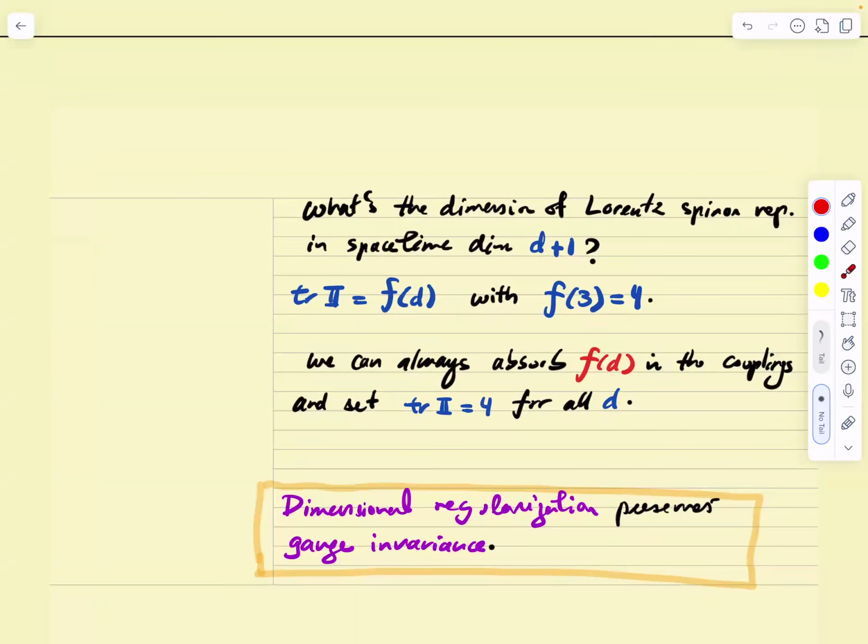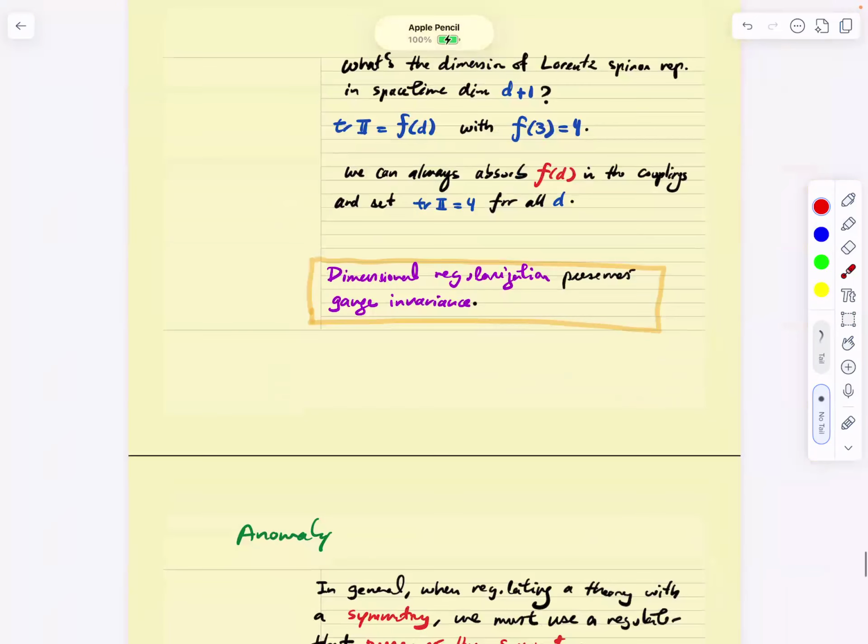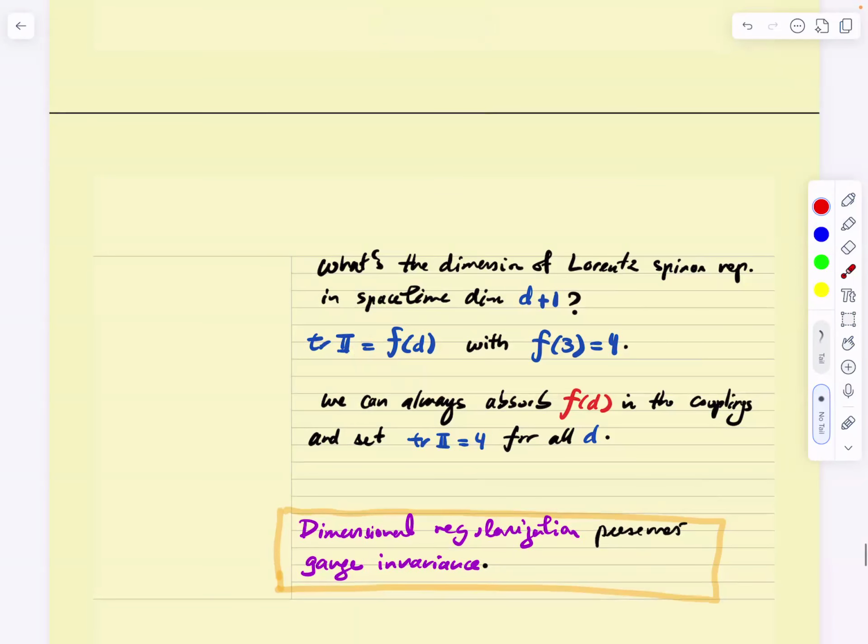Because we could always absorb it in the couplings. So maybe I should stop at this point. Actually, no, I'm going to say one more thing. You already should have a sense, before next lecture, when we're going to do the calculation, of what's going to be in the calculation. We're going to take those 3 diagrams. We're going to do dim reg, right? And then renormalize the theory.